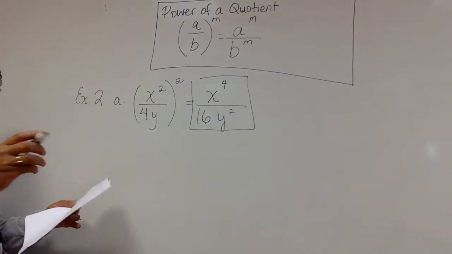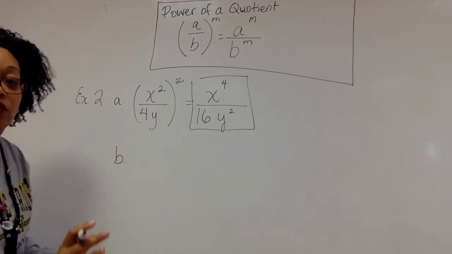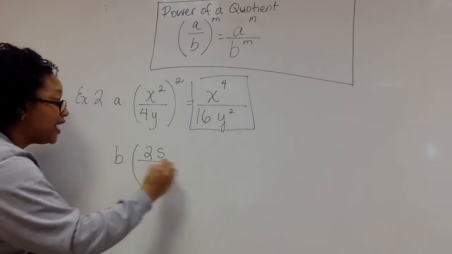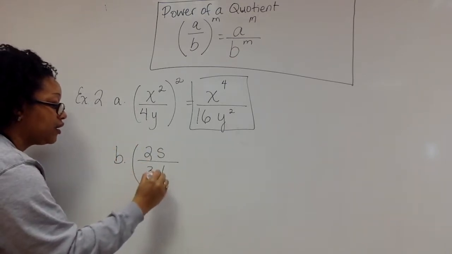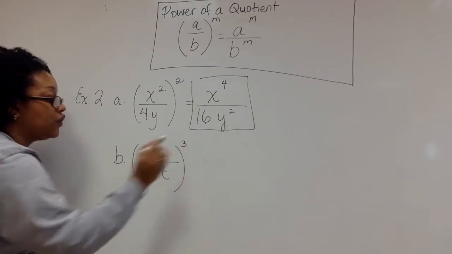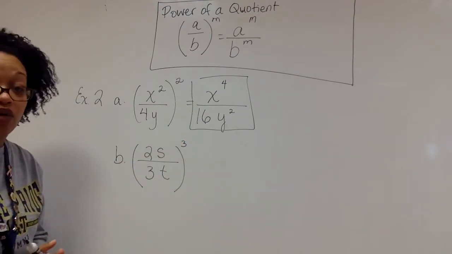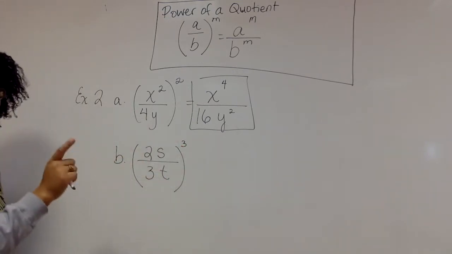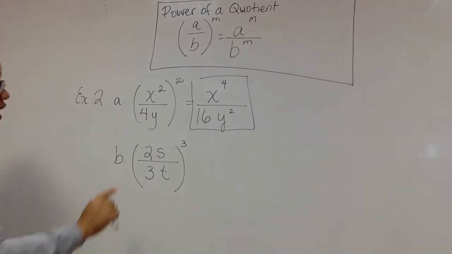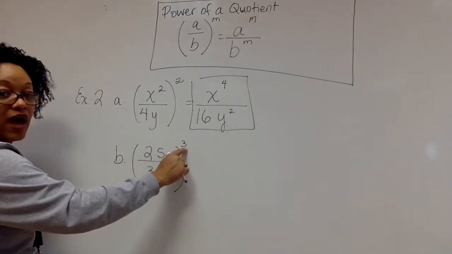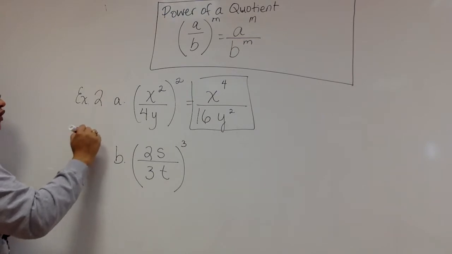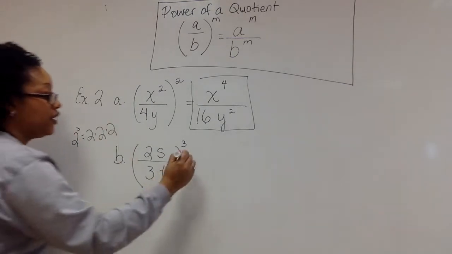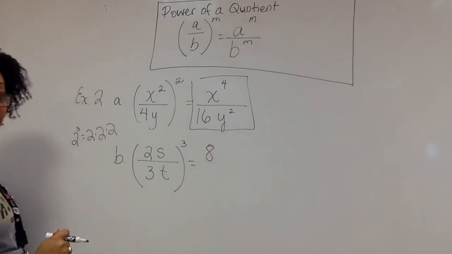Let's do another one. This is letter B. This one is 2s divided by 3t, all raised to the third power. To the third power. So that means everything in here, the 2, the s, the 3, the t, is raised to the third power. So you're going to have to think a little bit. I want to raise 2 to the third power. Well, 2 to the third power is 2 times 2 times 2. 2 times 2 times 2 is 8. So I know that I have an 8 on top.